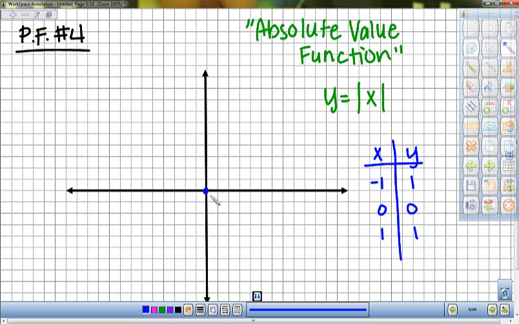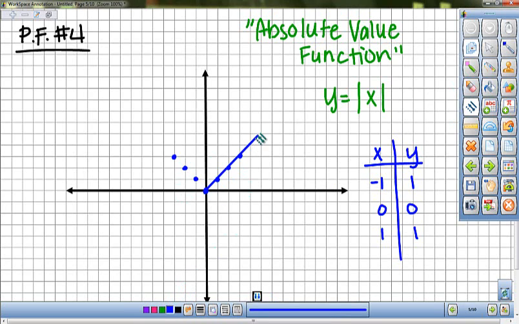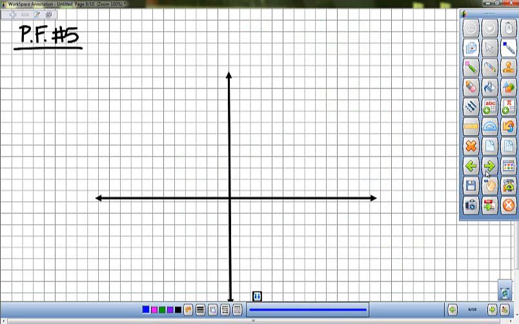So we start at 0, 0, 1, 1. Negative 1, 1. Okay, 2's distance from 0 is 2. Negative 2's distance is 2. So it's going to create this V shape. These are straight lines. And that would continue forever in both directions. All right, the fifth parent function we're going to cover is the square root function.